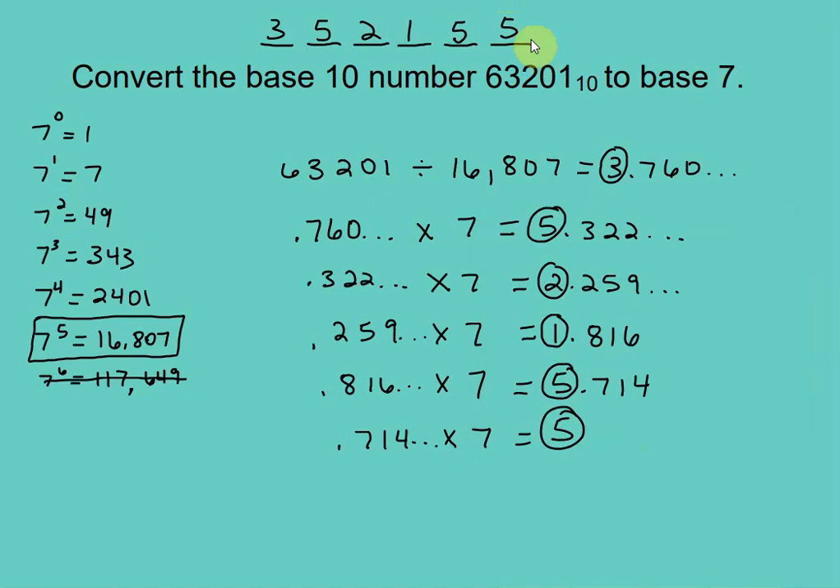I know there are no zeros at the end because I know that there are supposed to be 6 digits in my answer, and I have 6 digits. So this is 63,201 in base 10 converted to a base 7 number.